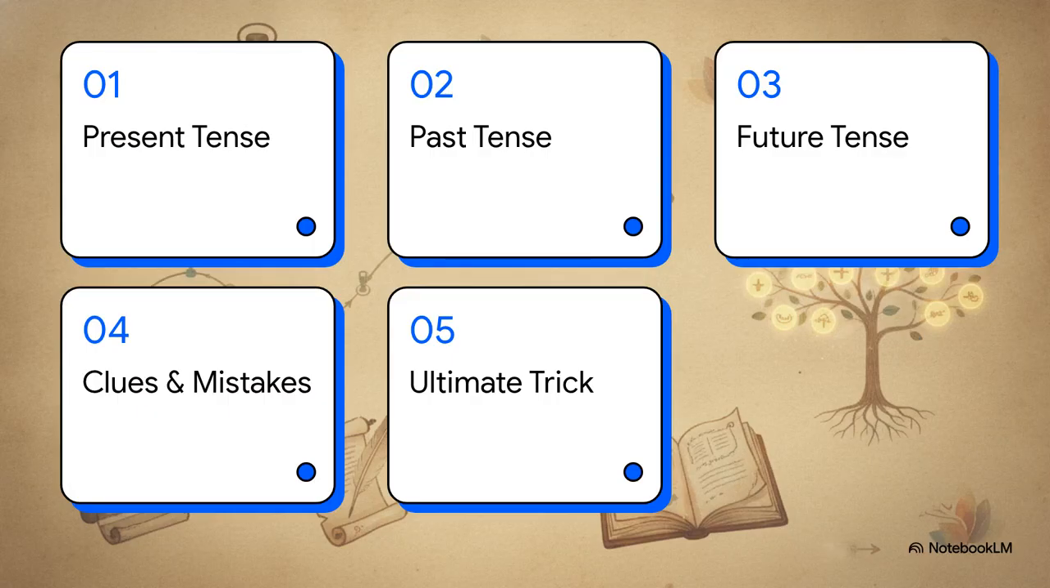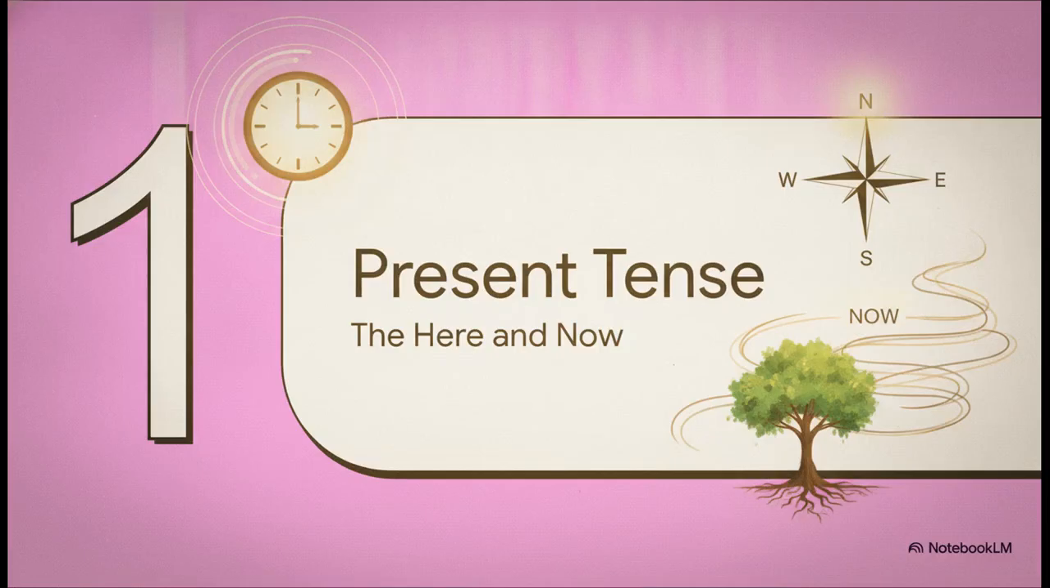So here's our roadmap for today. We'll start with the foundational present, the here and now, then cover the past, what happened before, and the future, what comes next. After that, we'll dive into clues and common mistakes, and finally unlock the ultimate memory trick. Section 1. Present, the here and now.